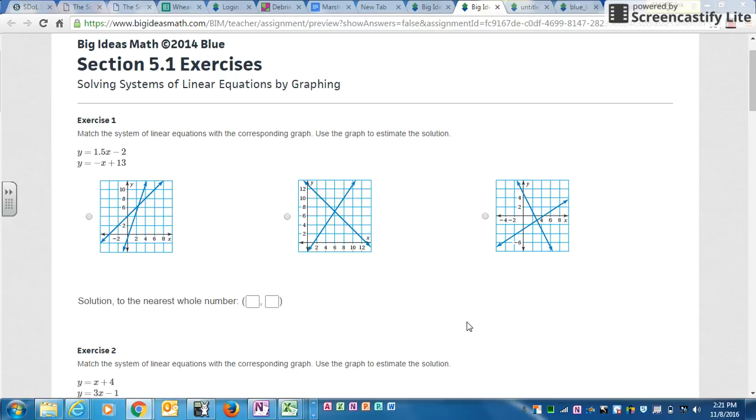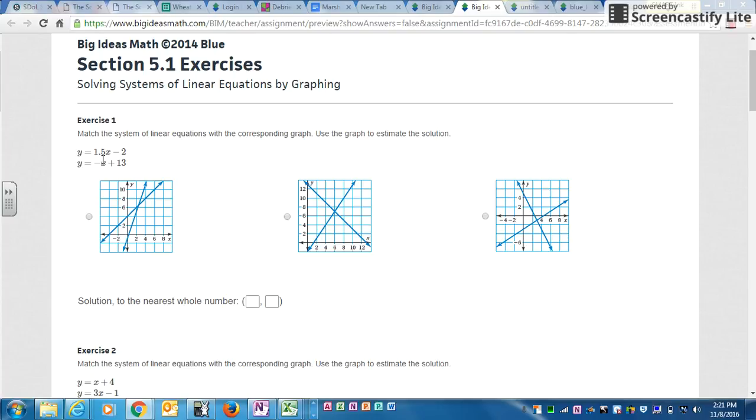Okay, this is Big Ideas Math, exercises 5.1. The first question says to match the system of linear equations with the corresponding graph. Use the graph to estimate the solution. So we're going to try to estimate it without actually using the calculator. So our system of linear equations is y equals 1.5x minus 2 and y equals negative x plus 13.